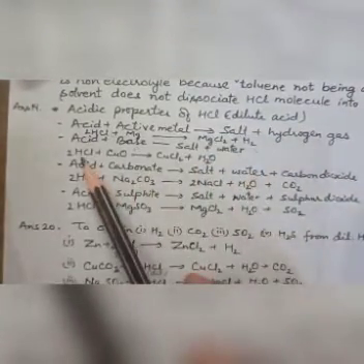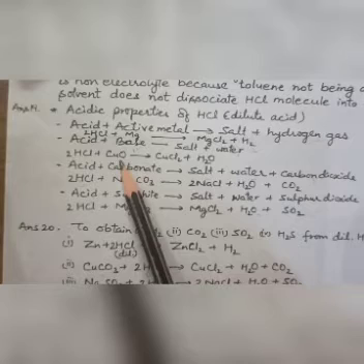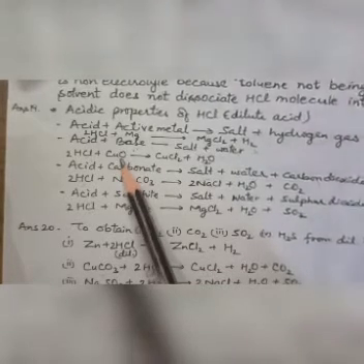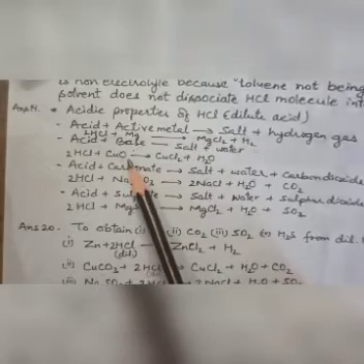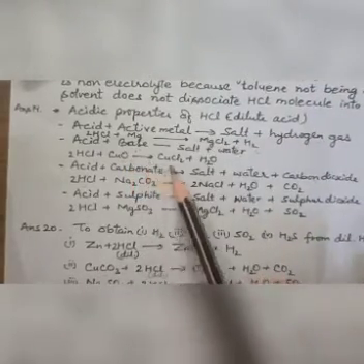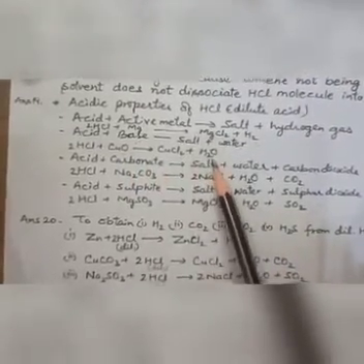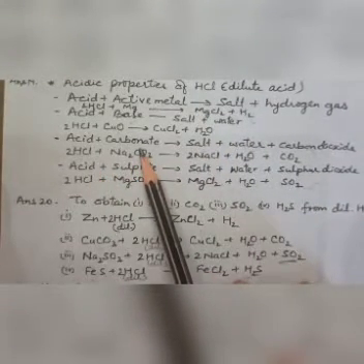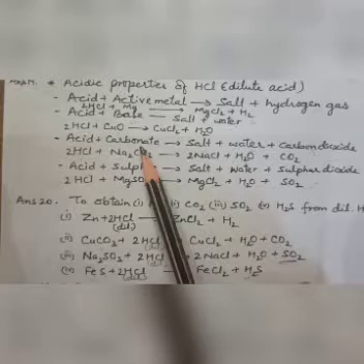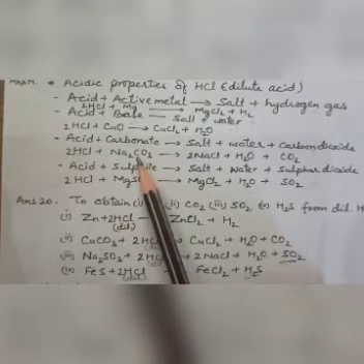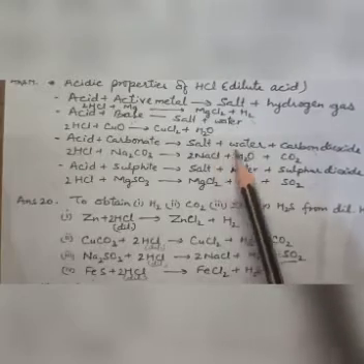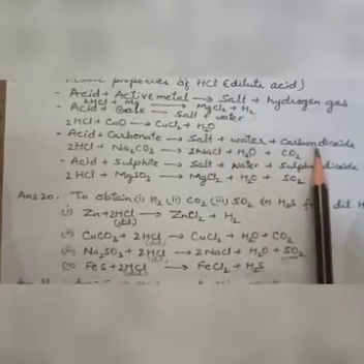For example, hydrochloric acid reacts with copper oxide. In place of it, you can take NaOH or potassium hydroxide or sodium oxide or potassium oxide. Any base you can take. It always forms salt and water. Next, when acids react with carbonates, any metallic carbonates, it may be sodium carbonate or magnesium carbonate or potassium carbonate or zinc carbonate, they always give salt, water and carbon dioxide.